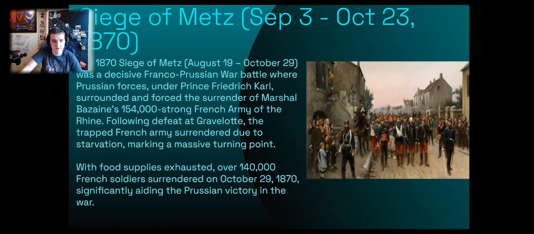All right, now let's go to the Battle of Metz, which we mentioned. The Siege of Metz, from September 3rd to October 23rd of 1870, was a decisive Franco-Prussian War battle where Prussian forces under Friedrich Karl surrounded and forced to surrender Marshal Bazaine's 154,000-strong French Army of the Rhine, following the defeat at Gravelotte. The trapped French army was surrounded and suffered starvation, and they were also lacking efficient weapons. It was a massive turning point.